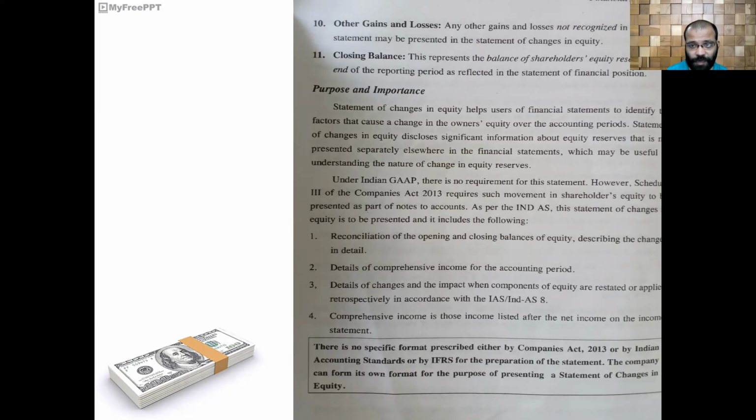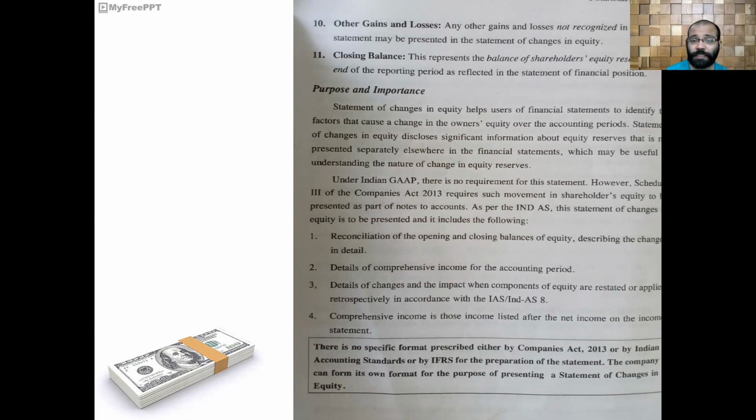Now, what is the purpose of this? As per GAAP, what is Indian GAAP? GAAP means generally accepted accounting principles. Please remember this important question. As per Indian GAAP, that is Schedule 3 of the Companies Act 2013, we can find that there are many objectives behind this SOCE method. The first is reconciliation. You must have learned in your 12th about bank reconciliation, where you try to balance both the bank and cash balance. Similarly, here we are reconciling the opening and the closing balances of equity, describing the changes in detail. We are going to show that in the format in the coming slides.